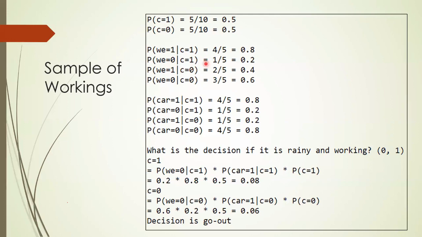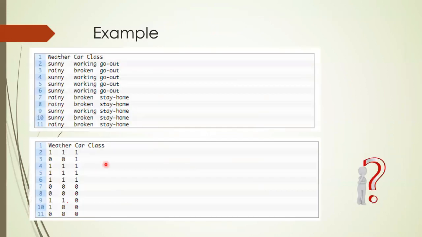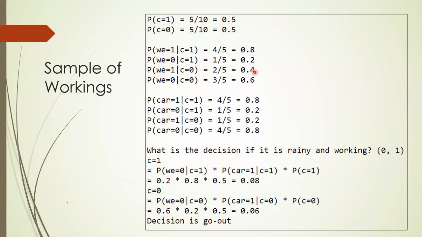This one is only 1 over 5. Okay, how do I know 1 over 5? We can go back to see the data. Only one data point is 0 for going out, but still goes out, which is class 1. So it's 1 over 5, which is equivalent to 0.2.